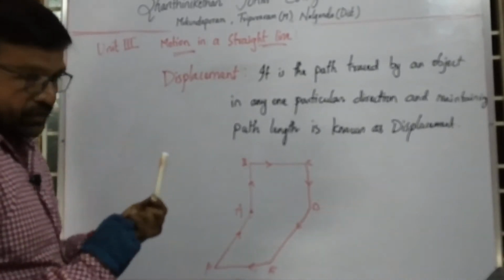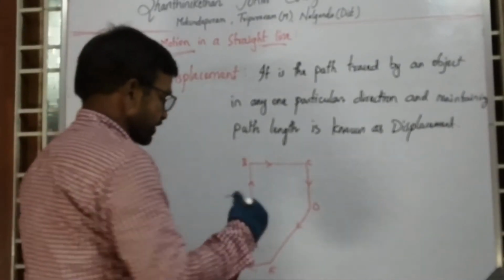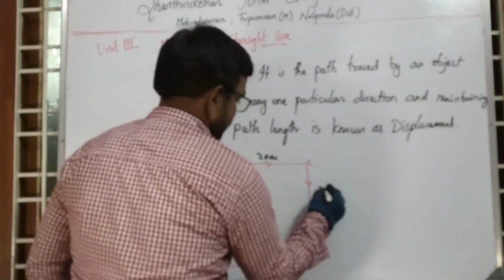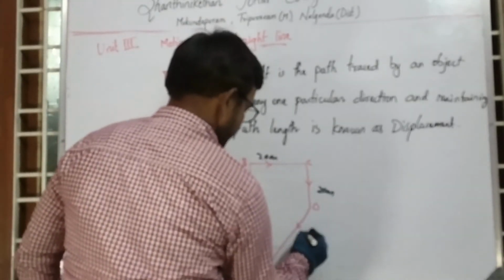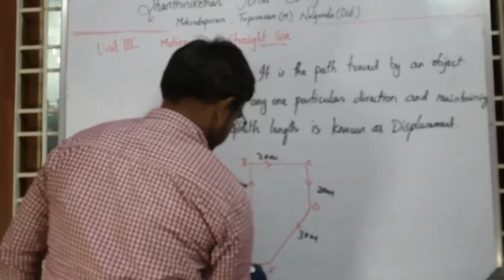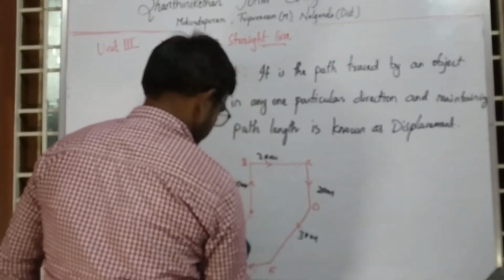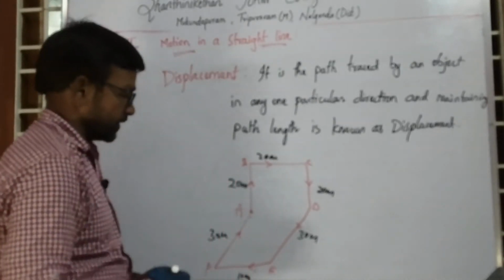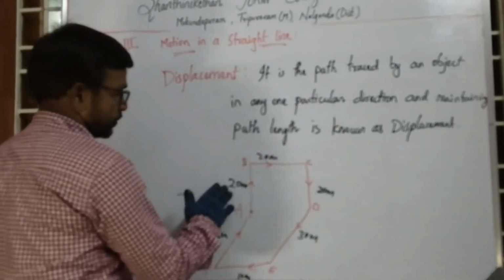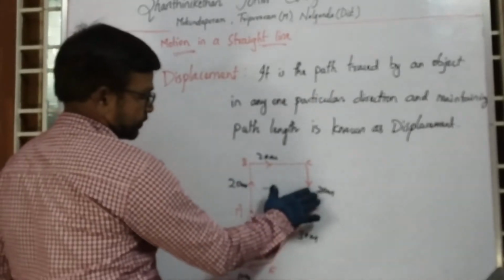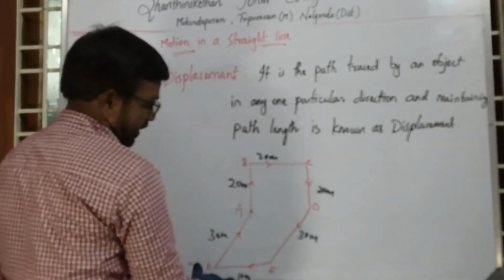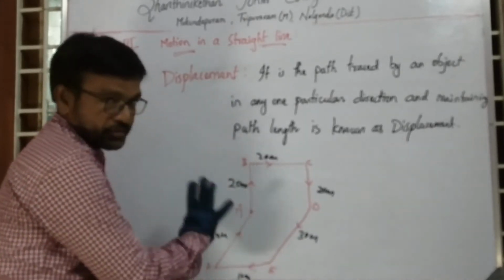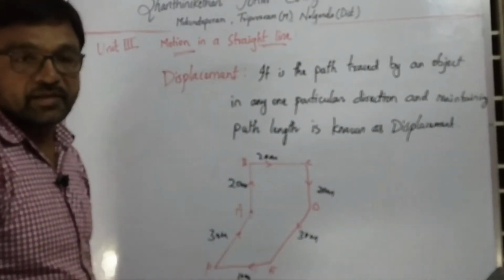So you can get the distance traced. Let it be 20 meters. Here also 20 meters. Here also 20 meters. Here let it be 30 meters. Here 15 meters. Here, let it be once again 30 meters. What is the distance traced by this one? 20 plus 20, 40, 40 plus 20, 60, 60 plus 30, 90, 90 plus 15, 105, 145. The distance is 145. But what is the displacement here?